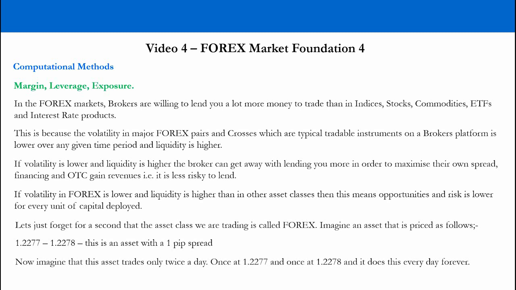It's because the volatility in major Forex pairs and crosses, the typical tradable instruments on brokers' platforms, is much lower over any given time period, and liquidity is much higher in Forex pairs than in any other asset class. And you've got to ask yourself the question, if volatility is lower and liquidity is higher, then it's pretty obvious that the broker has less risk, especially if they're taking the other side. So they can get away with lending you more in order to maximize their own spread.